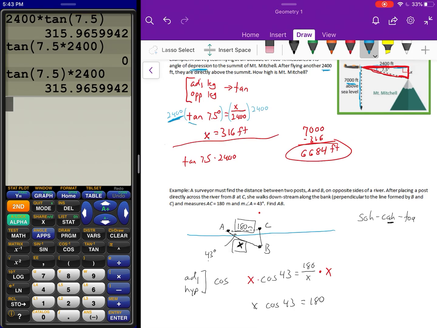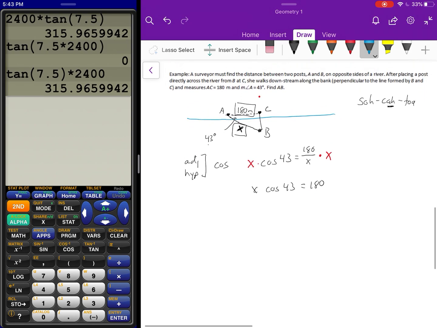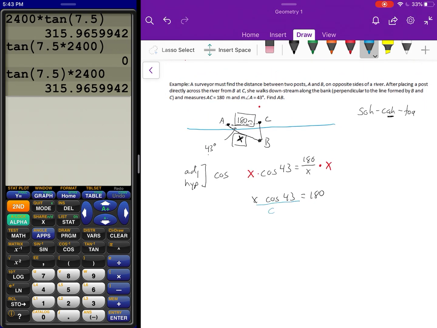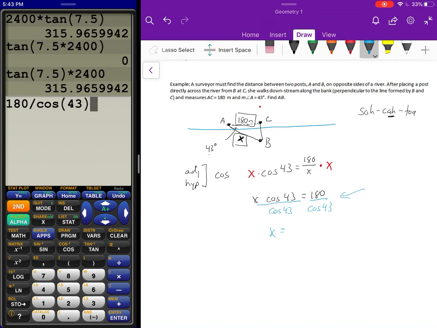While we're at it, you can save a little time here. I showed you before you can type this whole thing in the calculator at once. Well, we can do something similar here. We're going to divide both sides by the cosine of 43. I'm just going to write cosine of 43, and then on the calculator we can do this expression right here, 180 divided by the cosine of 43. Close the parentheses, hit enter, and X is 246, and this is in feet. So about 246 feet.